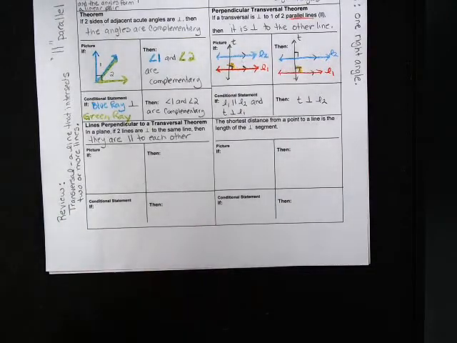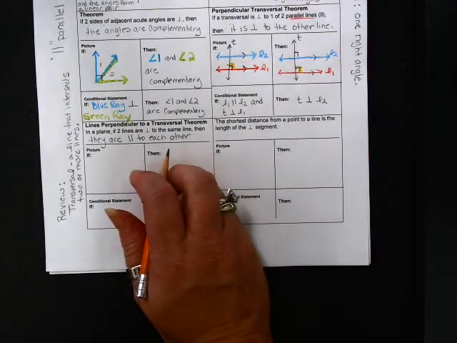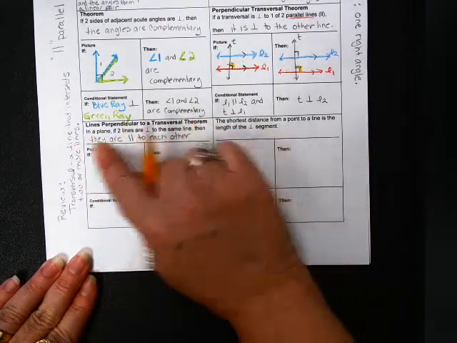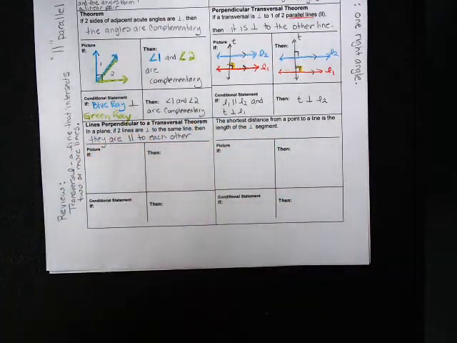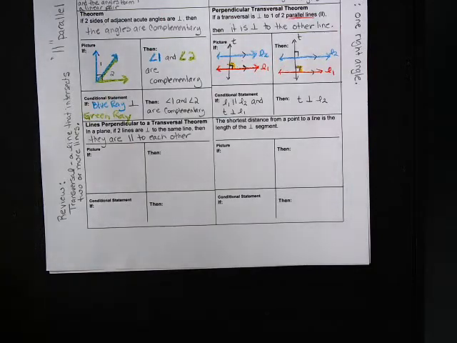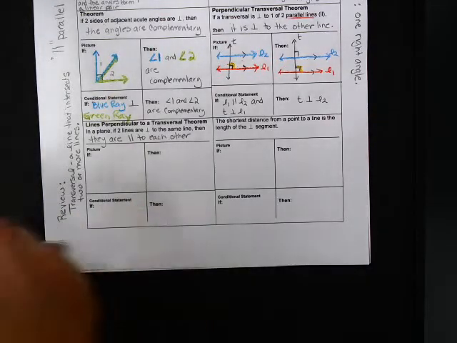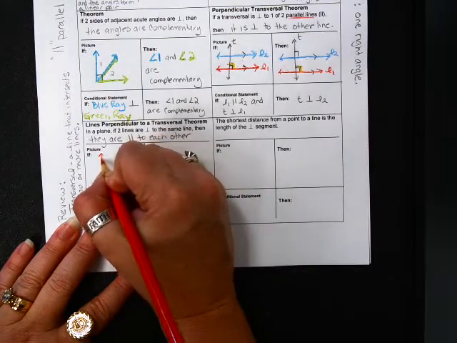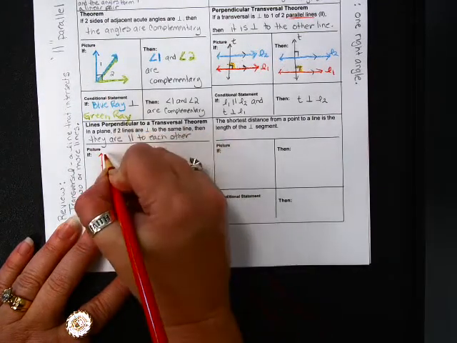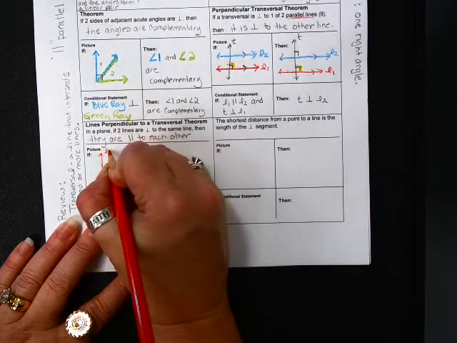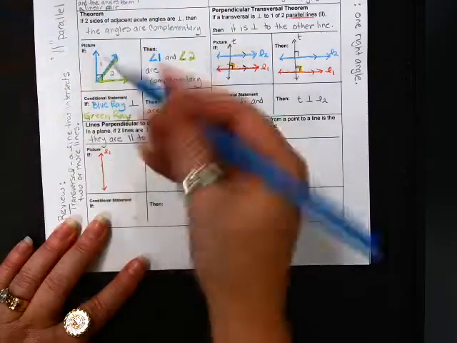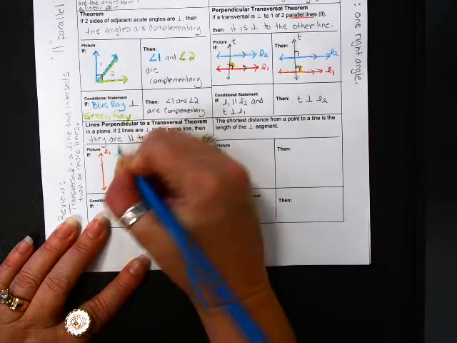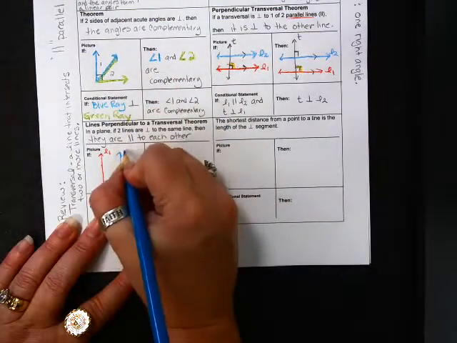Alright, so here we've got two lines in the same plane. We're going to let this rectangle represent our plane. The sheet of paper is a plane. So we're going to draw two lines. Line one. This time I'm going to draw them vertical. Doesn't matter how you draw them. Just draw two lines. This one's line two.